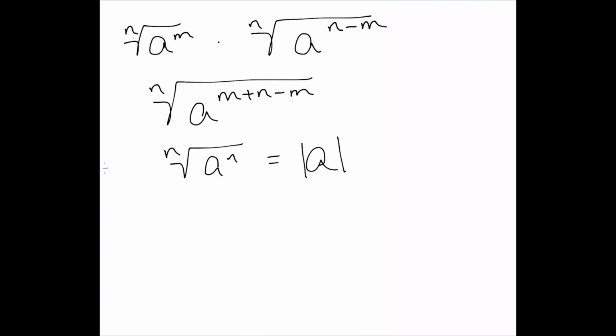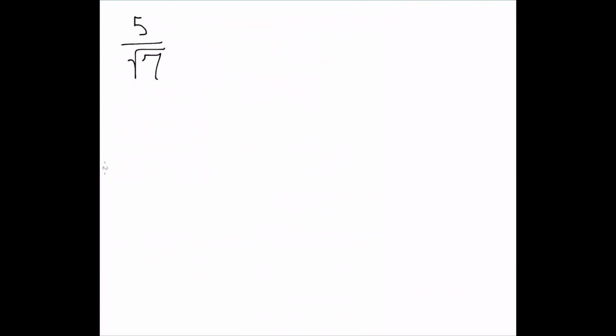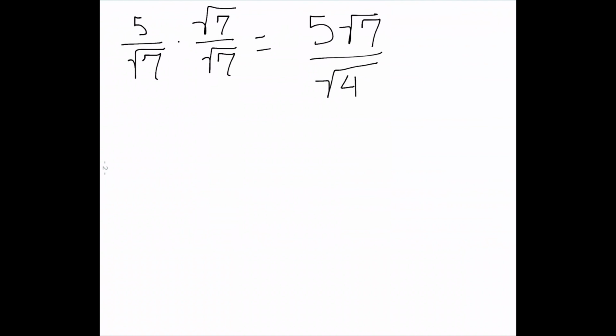So let's look at a few examples of this. 5 over the square root of 7. In this case, we're just going to multiply by the square root of 7 over the square root of 7. On the top, you get 5 times the square root of 7. On the bottom, 7 times 7 is 49. So we end up with 5 square root of 7 divided by 7.